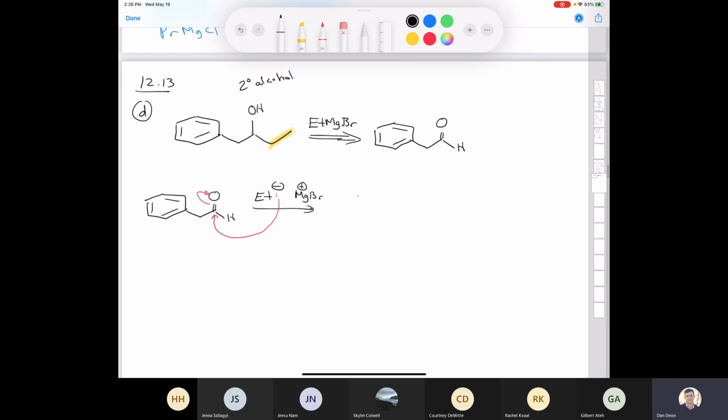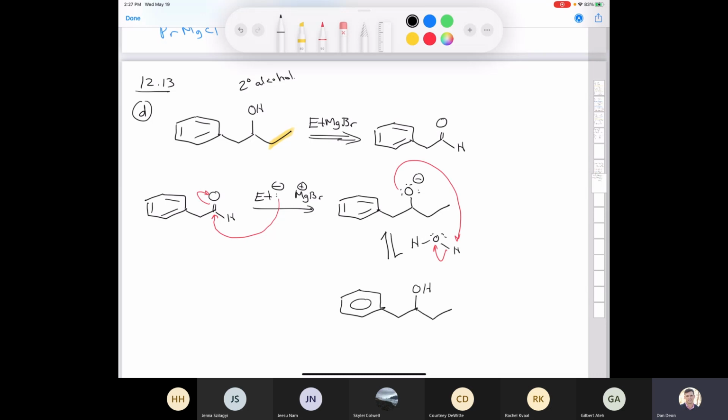I'm going to end up making an alkoxide, like this. There's my ethyl group. And then in the second step, I'm going to treat it with water, like that. The alkoxide is going to abstract a proton, and we're going to end up with our desired product, which is that secondary alcohol. And there you have it, folks, just like that.